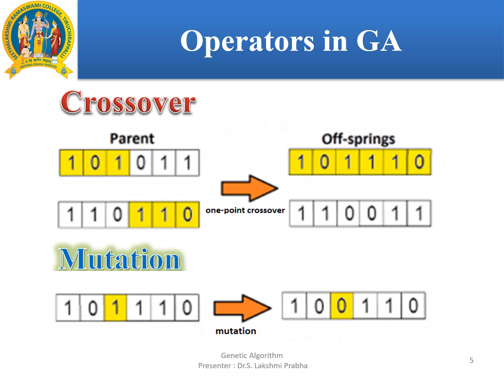The mutation operator inserts random genes in the offspring to maintain the diversity in the population. It can be done by flipping some bits in the chromosomes. Here, the third bit colored in yellow is flipped in the mutation process, producing a new offspring.